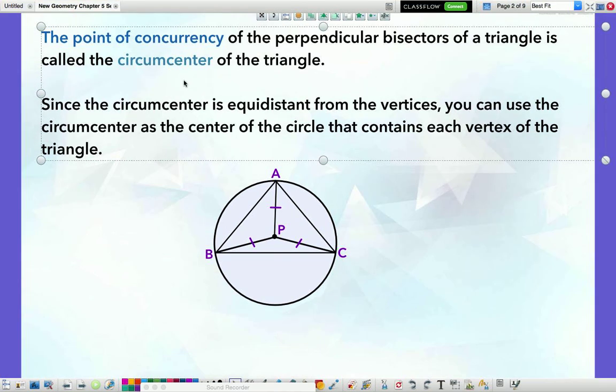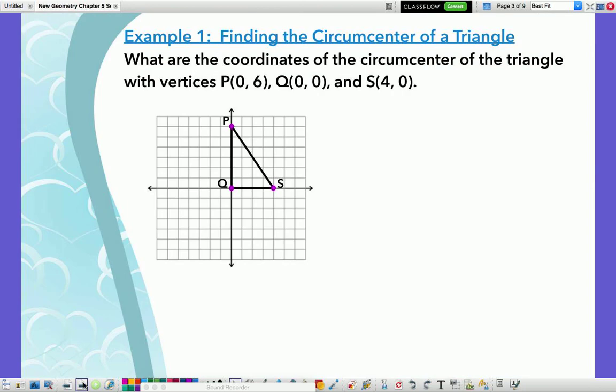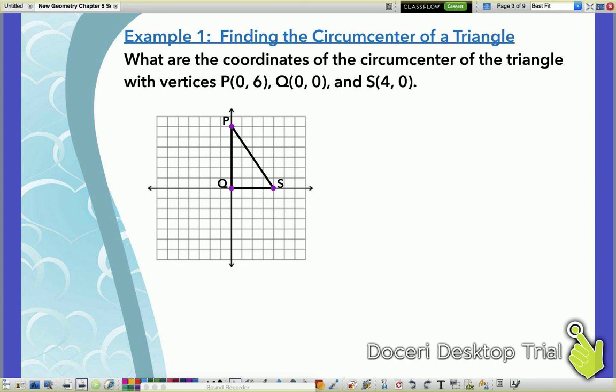Now there are different ways to find the circumcenter. The two examples I have in the notes happen to be right triangles, so I'm going to show you how to do those. But when I get back on Monday, I'm going to show you how to find the circumcenter when you don't have a right triangle. When you have a right triangle, it's very simple. All you have to do is find the midpoint of the hypotenuse.